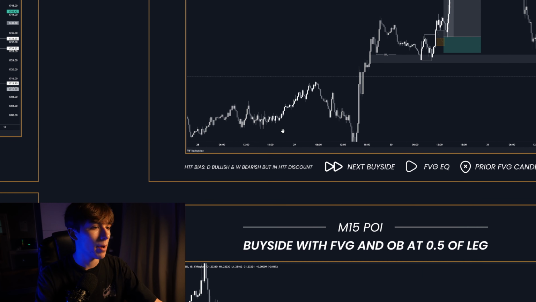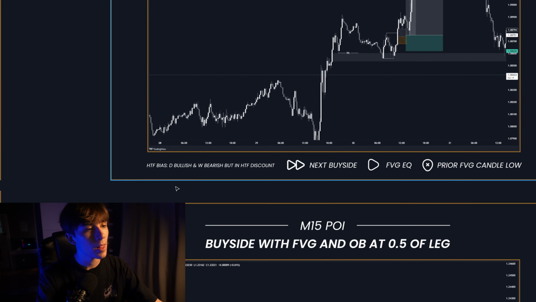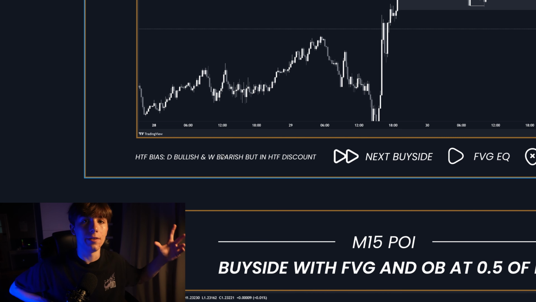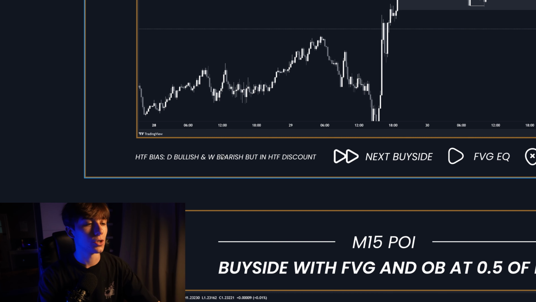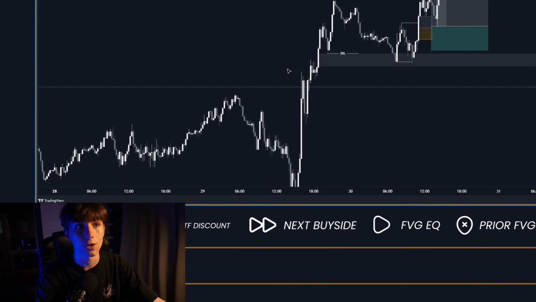So then on the bottom I write down the high time frame bias. Why am I taking a long? Is because the daily is bullish and the weekly is bullish. The daily is bullish and the weekly is bearish, but it is in the high time frame discount. So I prefer trading the daily over the weekly. The weekly is just to give me like a nice overview on where the daily is currently trading at. So of course the weekly bullish too would be an extra confluence, but the daily bullish is enough confluence. It's better than just in a consolidation.